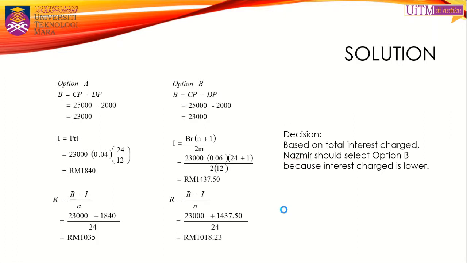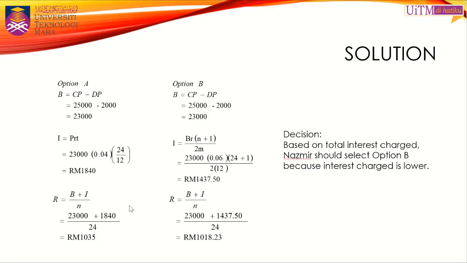The next question asks you to find the monthly payment. So you can use the formula R equal to B plus I divided by N, because you already found the value of I just now. So substitute for I in option A. So you have 23,000 plus 1,840 divided by 24. You get the R equal to 1035.